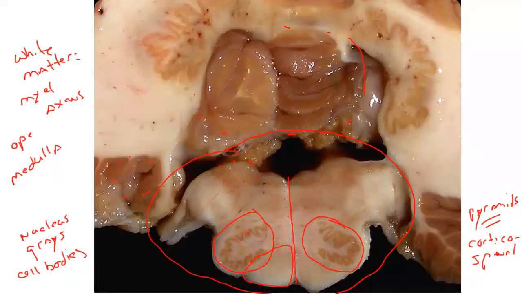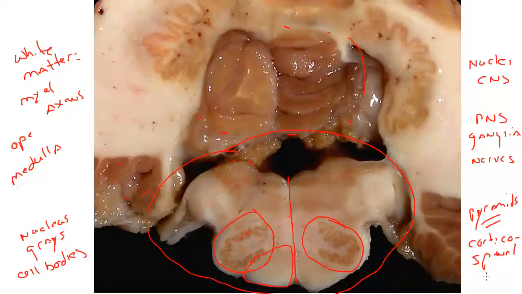Now the corresponding terms. Nuclei are collections of cell bodies in the CNS. Collections of cell bodies in the peripheral nervous system, we don't call them nuclei, we call them ganglia. And a collection of axons in the peripheral nervous system, we call them, logically enough, nerves. So we don't call them axon tracts, as we call the corticospinal, the pyramids. We don't call them fiber tracts, we call them nerves.